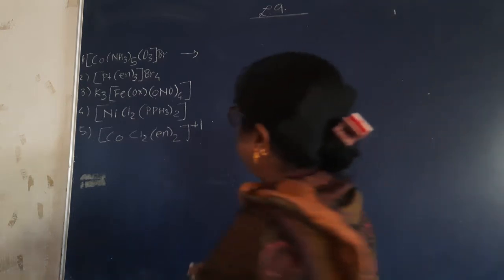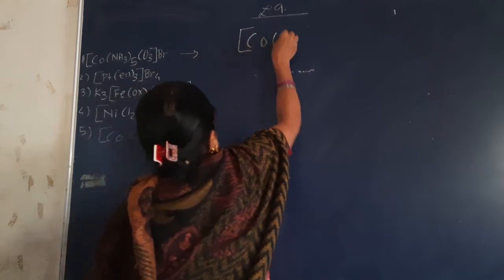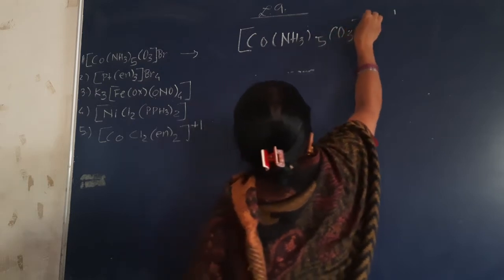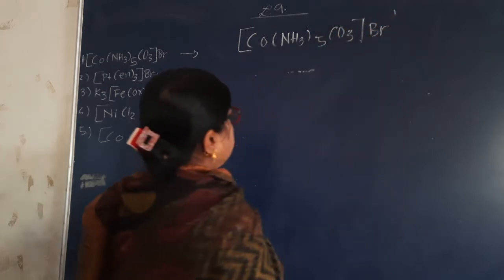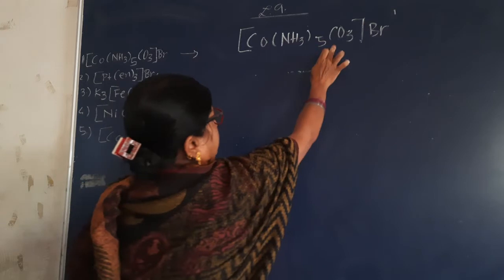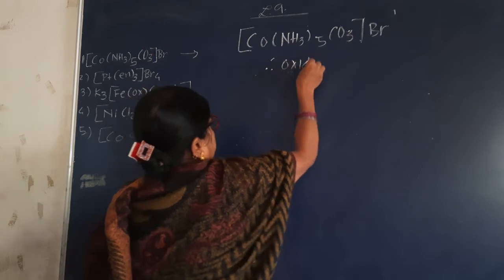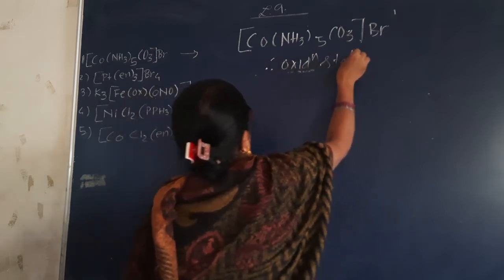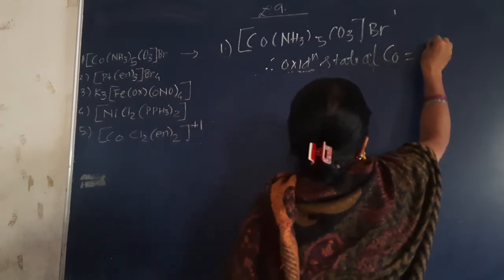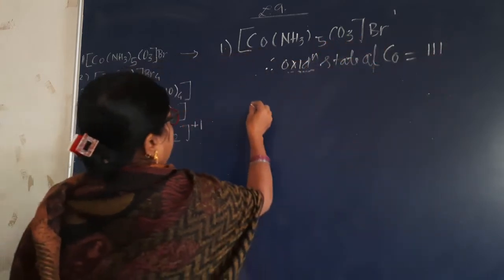Let us practice the nomenclature again. Revise it. The first compound written here is [Co(NH3)5CO3]Br. First step is to find the oxidation state of cobalt. NH3 is a neutral ligand, and carbonate and bromide are -2 and -1. So the oxidation state of cobalt is 3. Understood, beta? -2 -1 is 3. So we will now write the name of the compound.